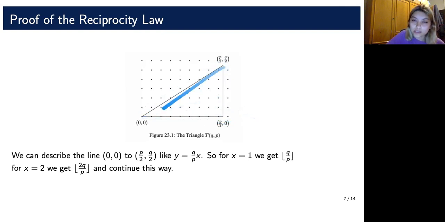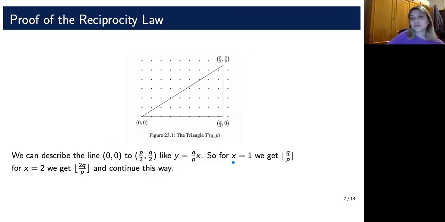So it's easier to see the result, and we are going to make an example. As we can see, the hypotenuse of the triangle has a slope Q over P. So we can describe this line like y equals Q over P x.